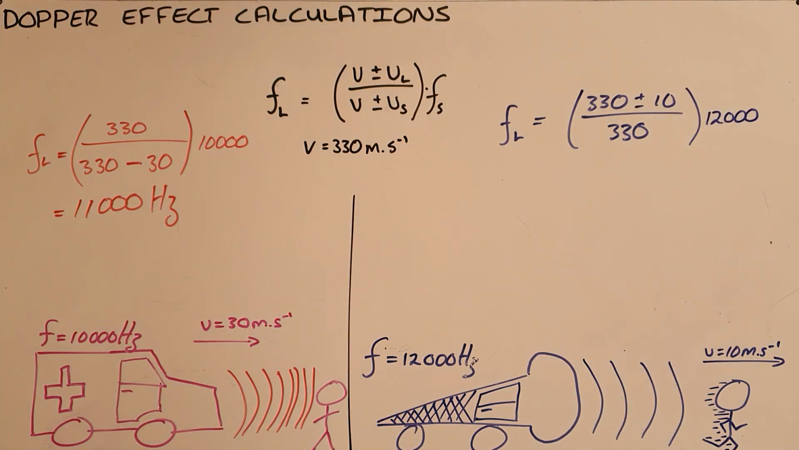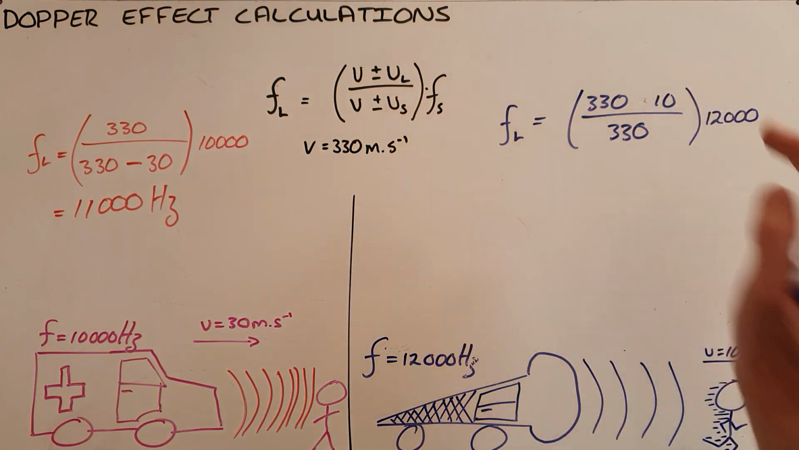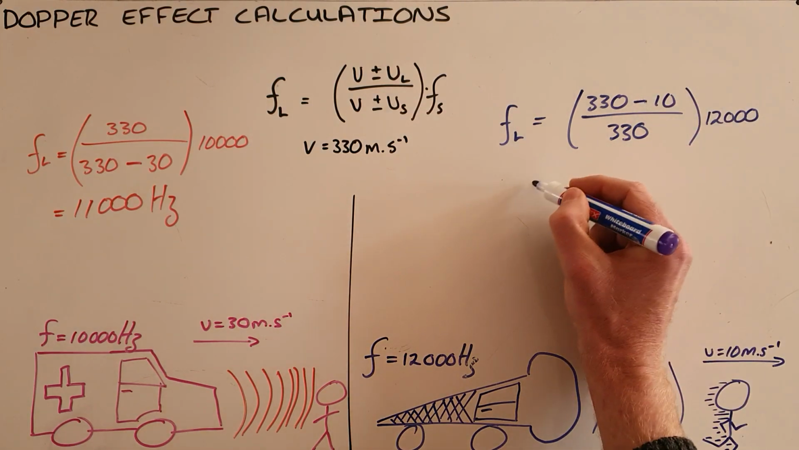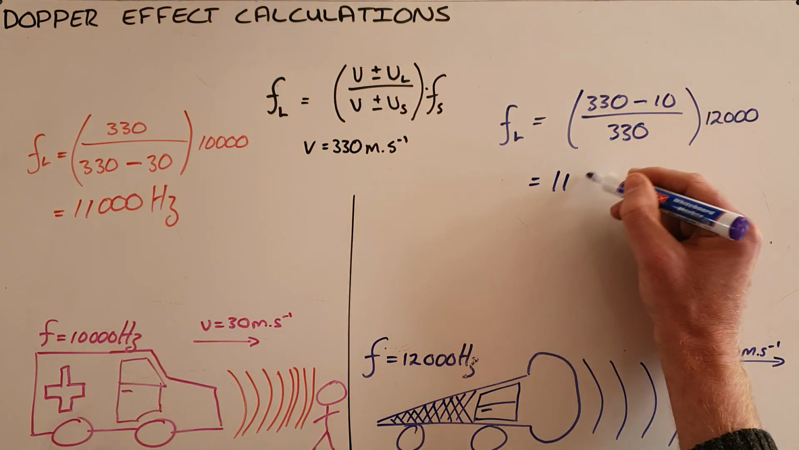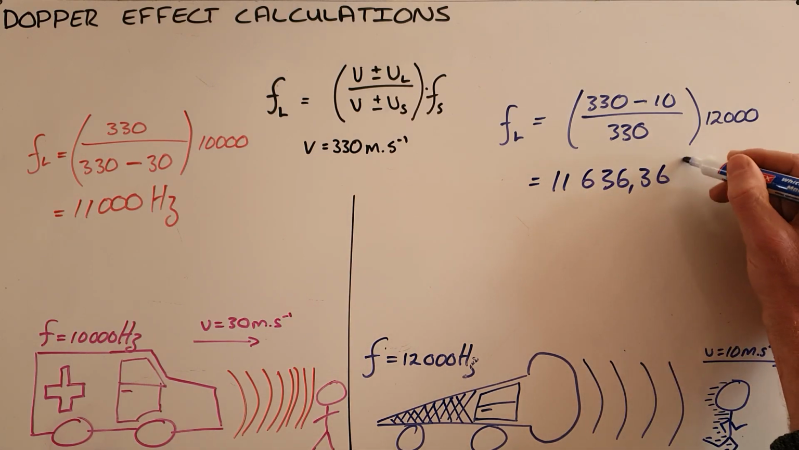So now once again, logic would tell us that as this person moves away from the ice cream truck, the waves would spread out, and as a result the frequency would decrease. We would illustrate that frequency decreasing with this being a negative 10 here, which tells us that the observed frequency is then 11,636.36 hertz.